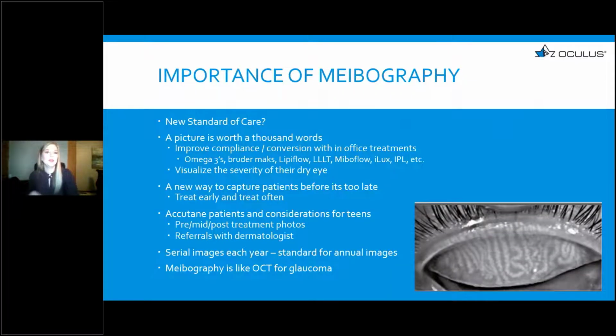So let's touch a little bit more on my biography. Like I mentioned before, is this really the new standard of care with dry eye? And I think it is.